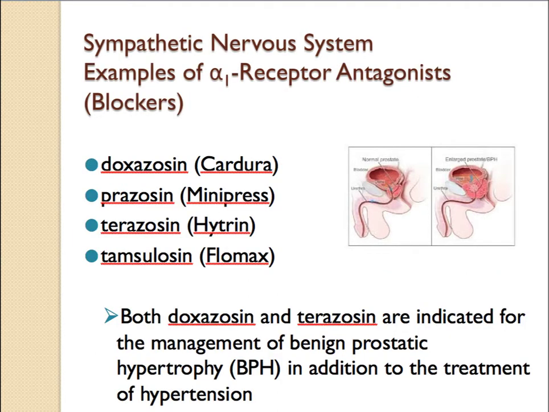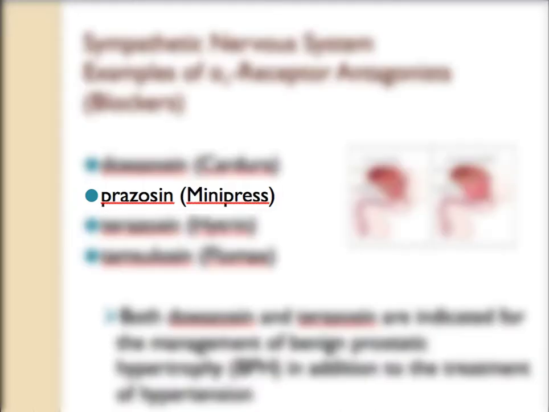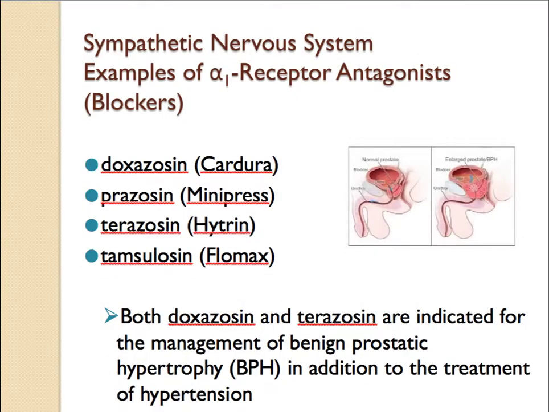So some examples of alpha blockers are doxazosin, Cardura, prazosin, Minipress, terazosin, Hytrin, and tamsulosin, Flomax. Some of these can be used for the treatment of BPH or hypertension.